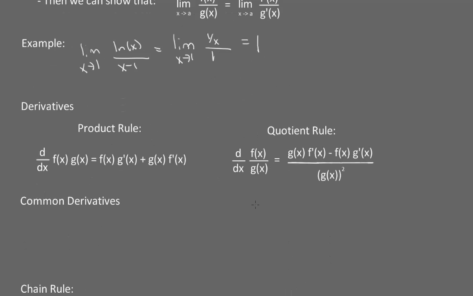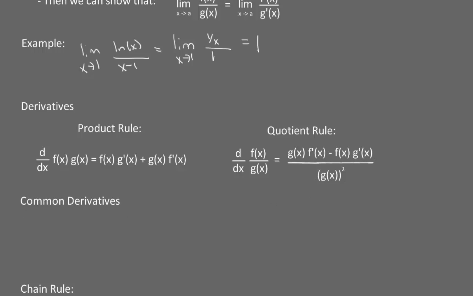Next we'll cover derivatives and go over the product rule and quotient rule as a reminder to everyone. Suppose that we have the derivative of a product of two functions, f of x and g of x. This is equal to f of x, g prime of x, plus g of x, f prime of x. With the quotient rule, we have the derivative of f of x over g of x, and now that is equal to g of x, f prime of x, minus f of x, g prime of x, all over g of x squared.